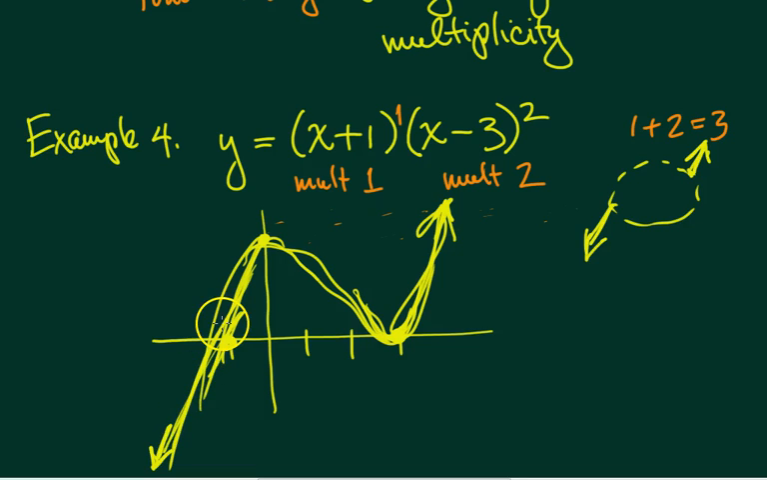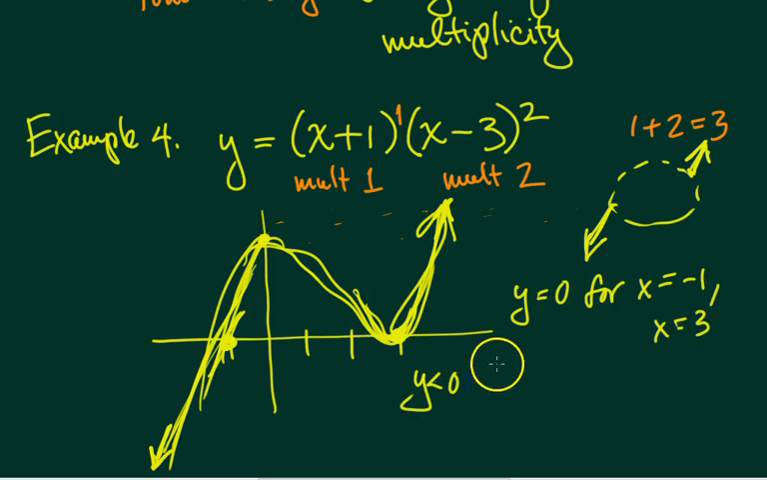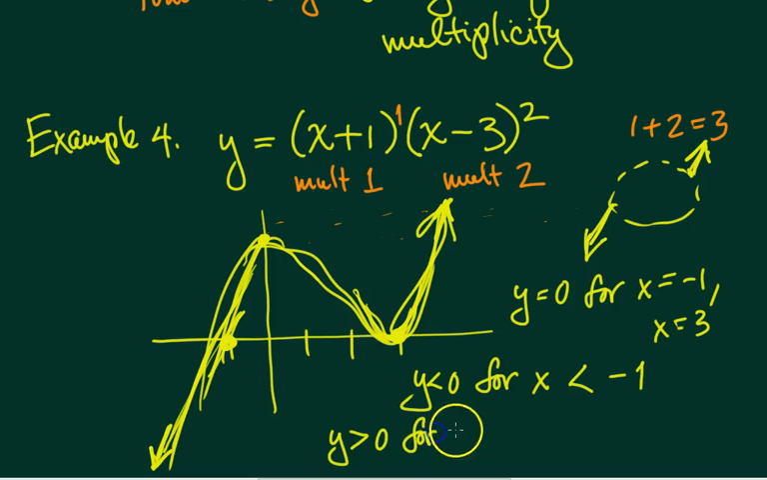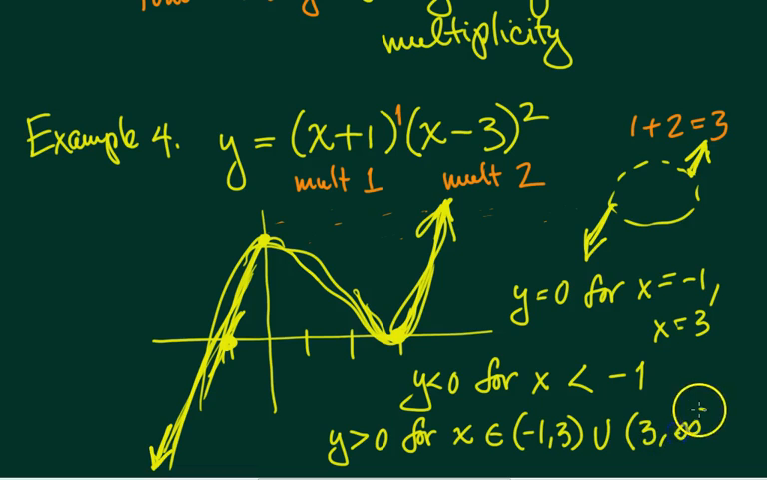And in the meantime, I still have enough information to know this, that y is equal to 0 for x equal to -1 or x equal to 3. Y is less than 0 for x less than -1. Y is greater than 0 for x between -1 and 3, or x greater than 3.